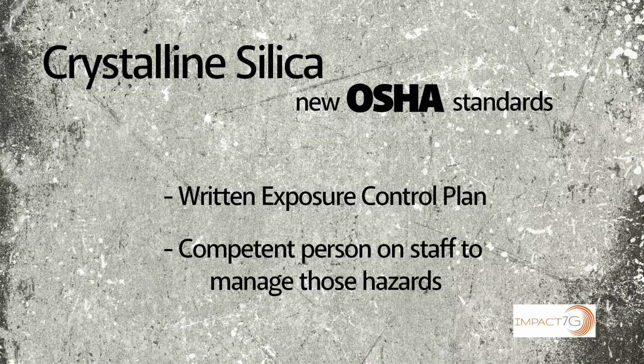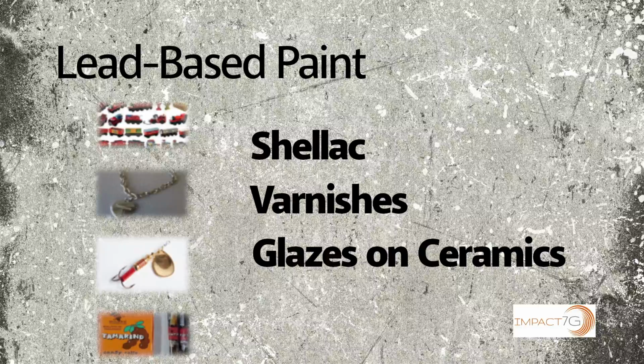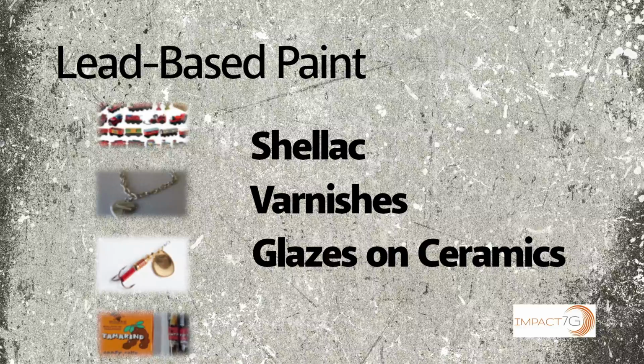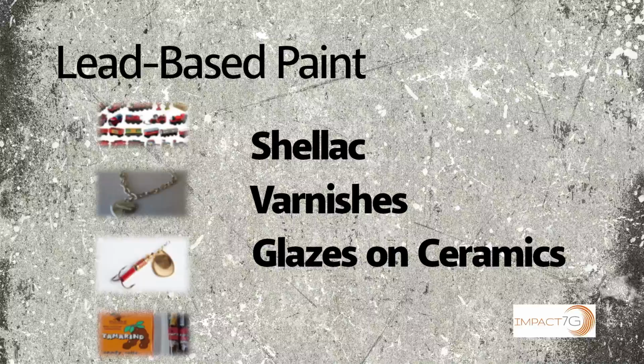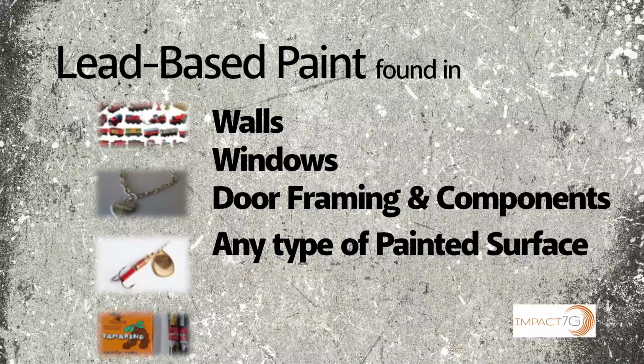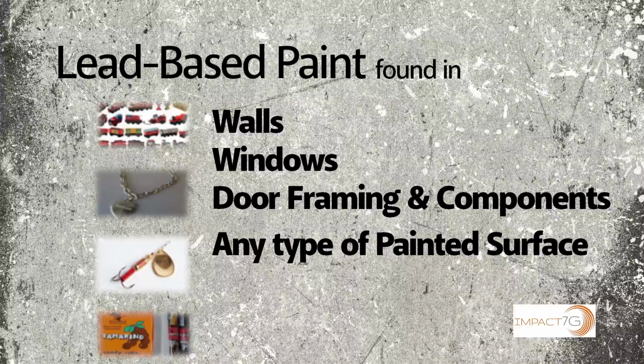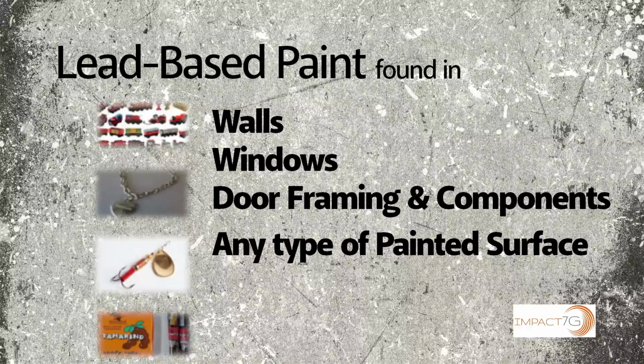Lead-based paint is defined as any painted surface or other surface coatings that includes things like shellacs, varnishes, additional glazings or anything like that on ceramics. When we're looking for lead-based paint, we primarily find it in areas like walls, windows, door framing, door components, any type of painted surface.